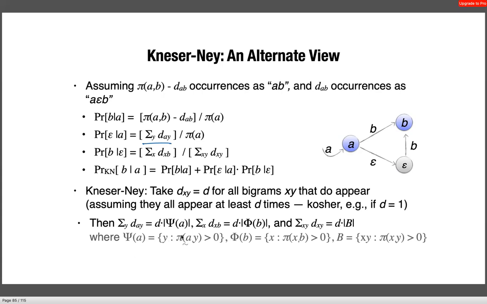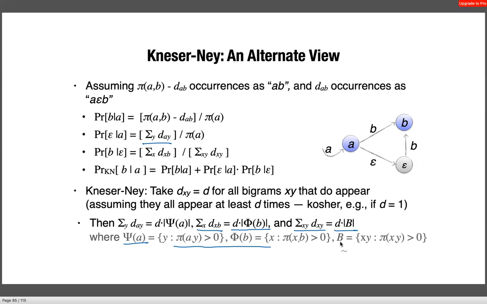Remember, the definitions of psi, phi, and capital B are from the previous slide. So psi A is the set of all y such that pi ay is greater than 0. And similarly, capital phi of B and capital B are also defined. So summation over y of d_ay would be d times the size of psi of A. Summation over all x of d_xb would be d times the size of phi of B. And the summation over all xy of d_xy would be d times the size of B.